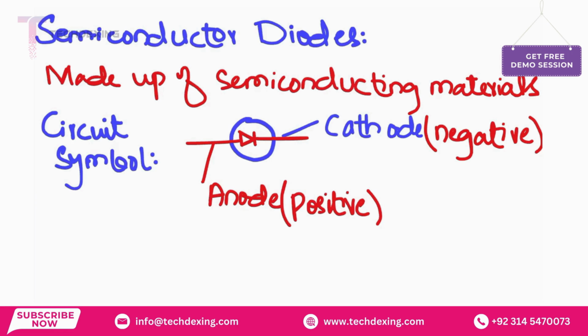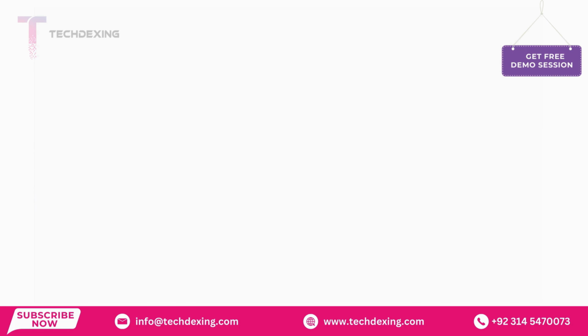So if we talk about the placement of the semiconductor diode in the circuit, it can be placed in two different ways. Based upon those two ways, our semiconductor diode is considered either forward biased or reverse biased. Right? So move to the next slide. First, we would talk about the forward biasing of the semiconductor diode.